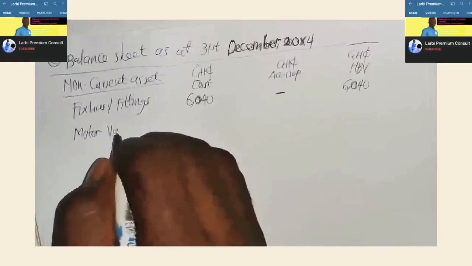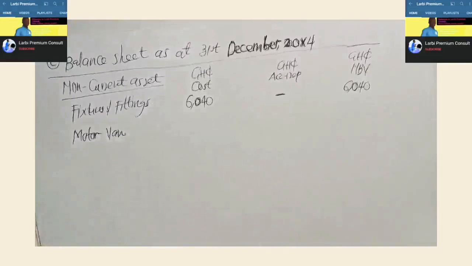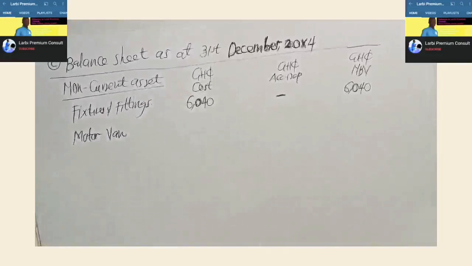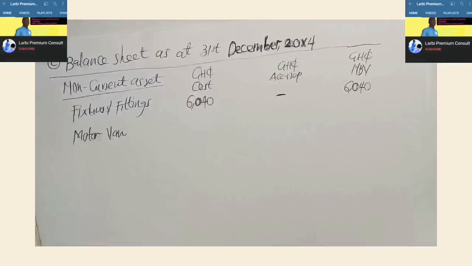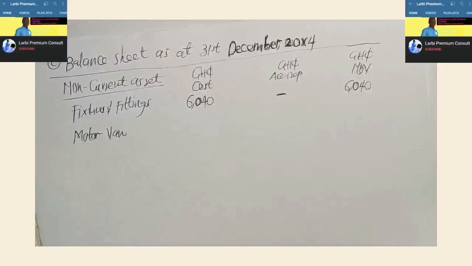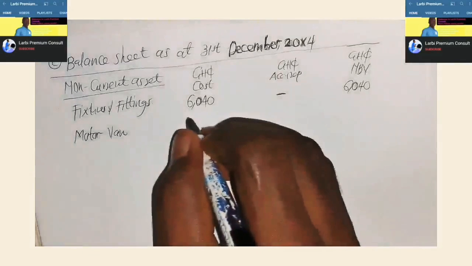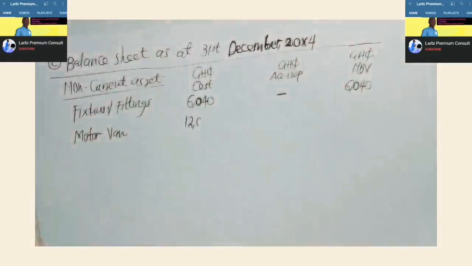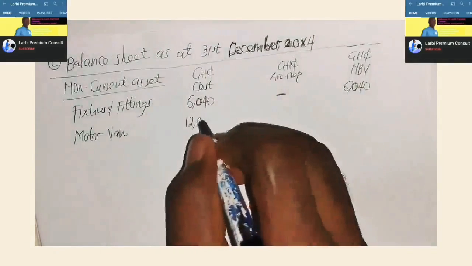Motor van, right? Remember, we purchased the motor van during our operation, at the end of the year 20x4, right? Good. So in that case, the value of the motor van was what? The historical cost was 12,000. So you record that one at the cost here. The historical cost was 12,000.